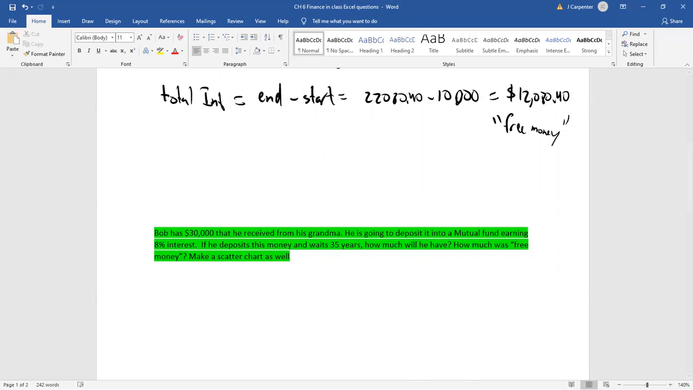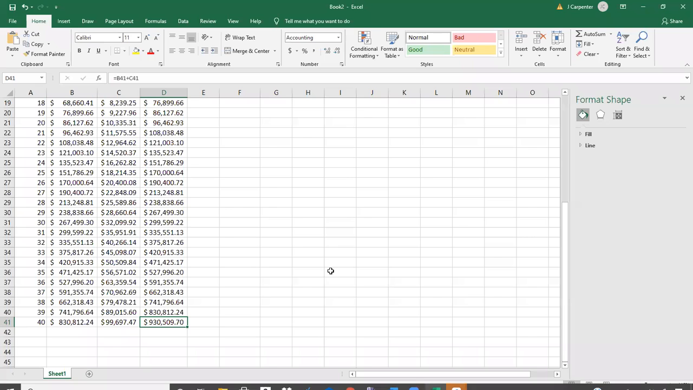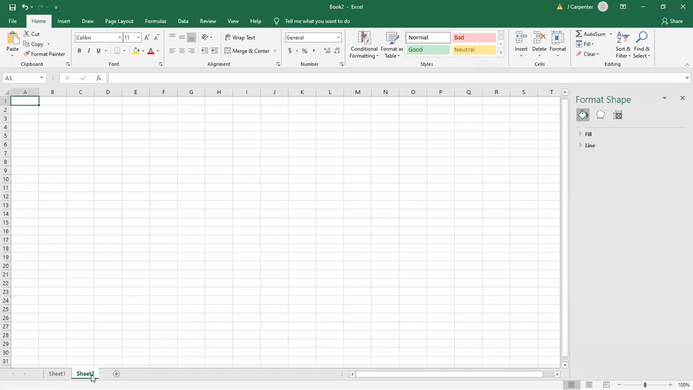Make a scatter chart as well. So I'm just going to go to Excel. I'm going to make a new sheet so I don't have to erase anything. And we're going to have our year, our starting balance, our interest, and our ending balance. And we're going to years 35. So I'll type 1 and 2, highlight both, drag them down to row 36. And if you just drag it to the wrong row, then just drag less or drag more.